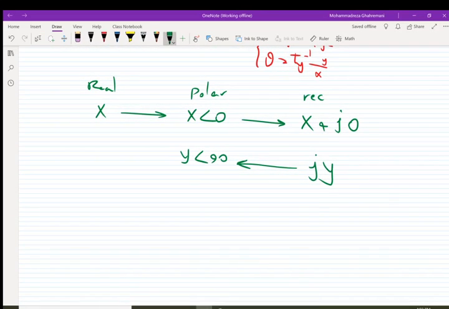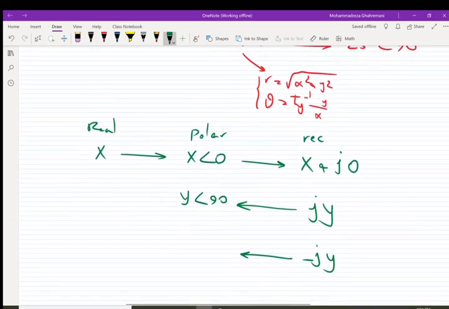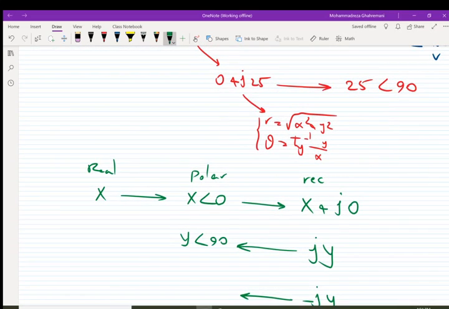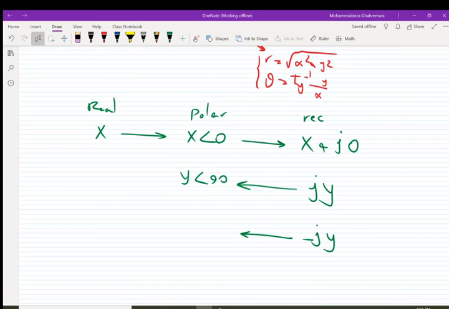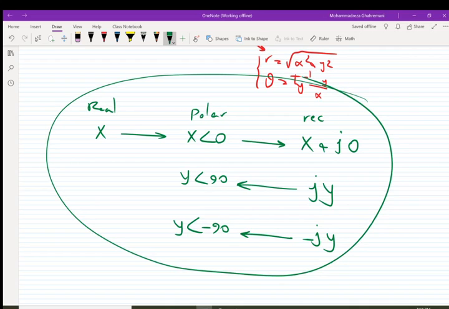If we have negative jy, don't get confused with these x's and y's. They are just numbers. I can put m, n, o, l, any value. If we have negative jy and we want to convert it to the polar, again, we can use this equation, but negative j is always negative 90 degrees. Okay, so these are some useful shortcuts.